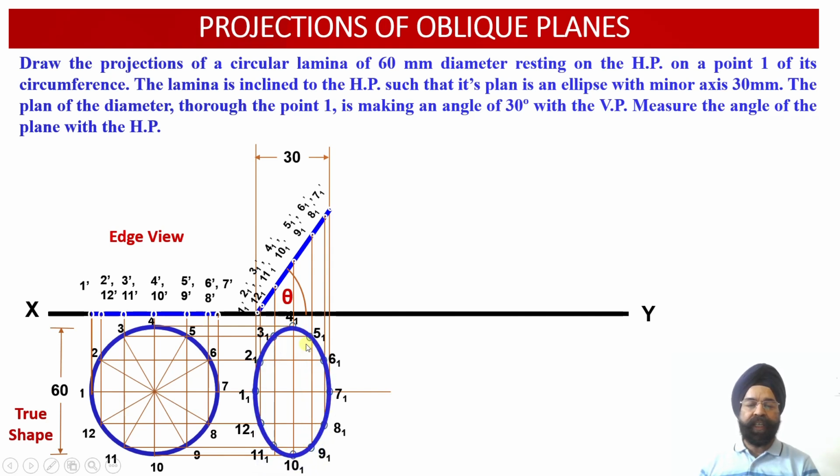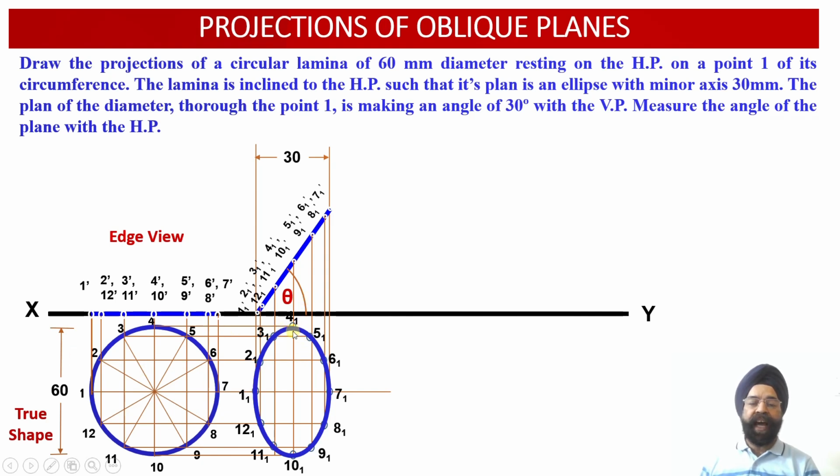So having located these 12 points in the top view projection, the moment we join them, we can see a perfect ellipse. It has been obtained in the top view projection. Now, what is the characteristic of this perfect ellipse, the plan projection, or the apparent shape of the circular lamina which we have been able to obtain in the top view?